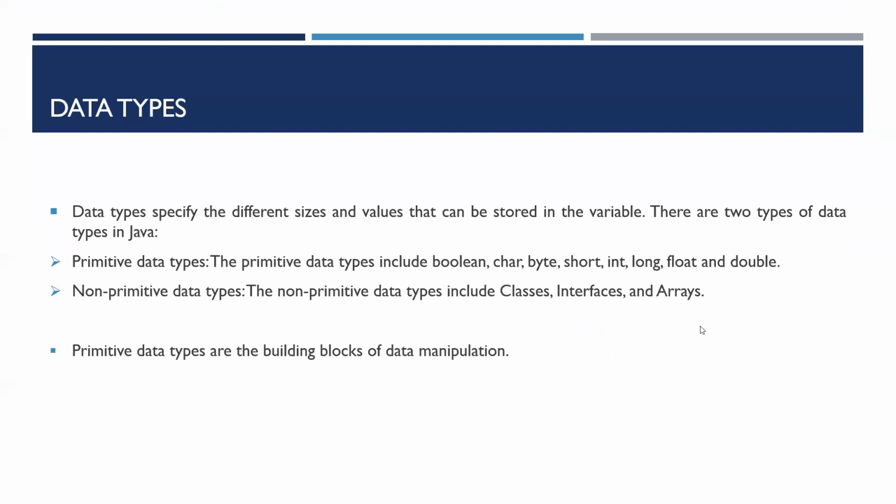After you know the variable type, you also need to know the data type. Data type means what type of data the variables are storing. Data types specify the different sizes and values that can be stored in a variable. There are two types of data types in Java: primitive and non-primitive. Primitive data types include boolean, char, byte, short, int, long, float, and double. Non-primitive data types include all the classes, interfaces, and arrays.